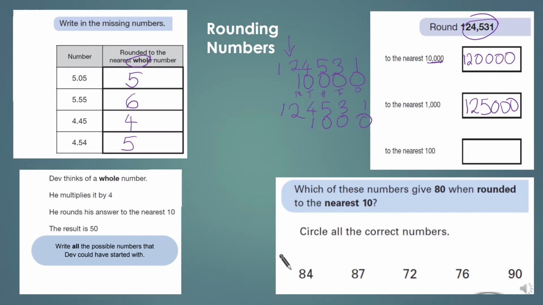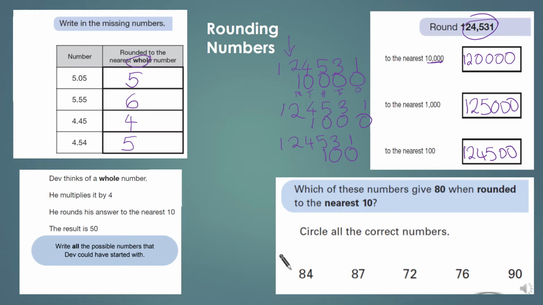Okay, our next one, round to the nearest 100. And we have our 1, our 3, our 5, and our 1, 2, 4. So it's our 5 that we're looking at, and our 3. So this number is going to stay at 124,500 because the 3 will stay the same.